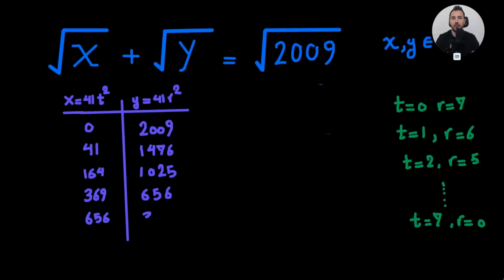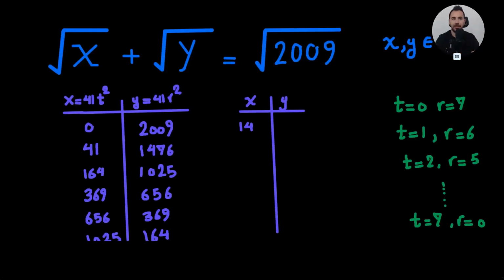The other one, 656, is 16 times 41, and then 1025. From here, you could see that solutions are repeating, but x and y are being swapped. And this is the last one again, x being 2009 and y equal to 0.